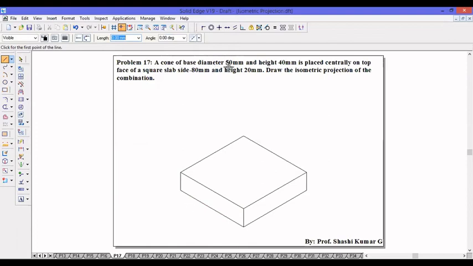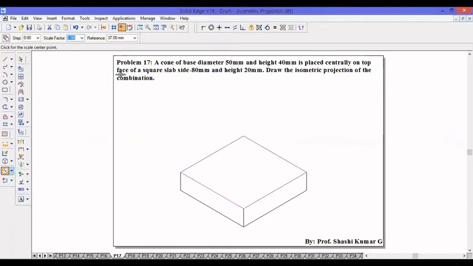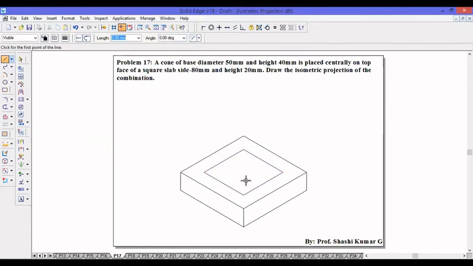The cone of base diameter 50 mm is given. So let us copy this top surface. This is the 80. Go for move, switch on copy from this midpoint. The relationship is showing this is the midpoint, and let us place it on the same midpoint and immediately go for a scale and give the required square 50 divided by the available square 80. So 50 by 80 scale, and place it on the same center. So this will be the base for the cone.